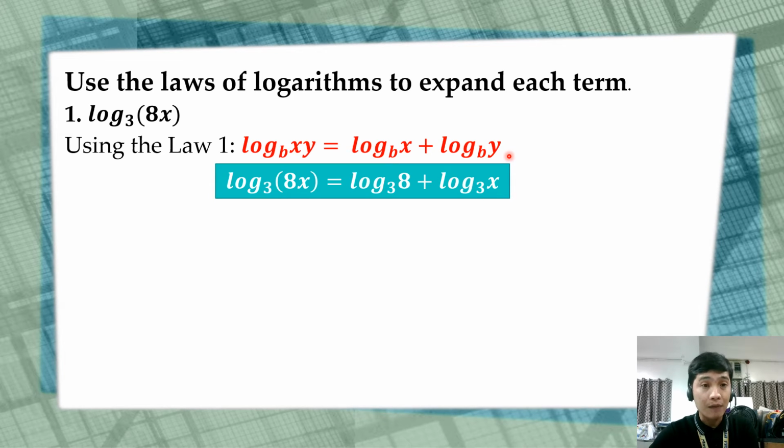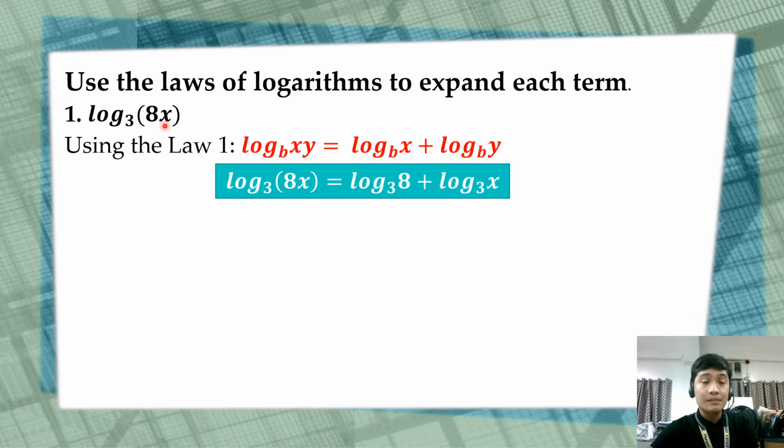How did we come up with law 1 as the rule that we are going to follow in getting the expanded form of logarithm of 8x base 3? Because if you check again the expression in example number 1, 8x is simply a product of 8 and x. This was our clue that we are going to use the first law of logarithm, which is the logarithm of a product.